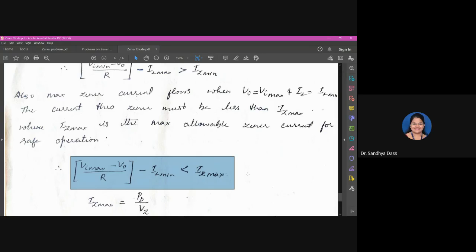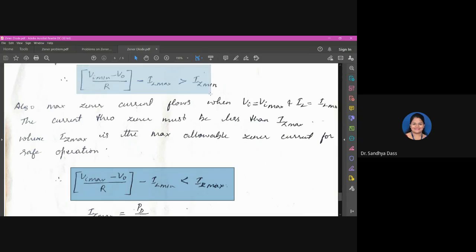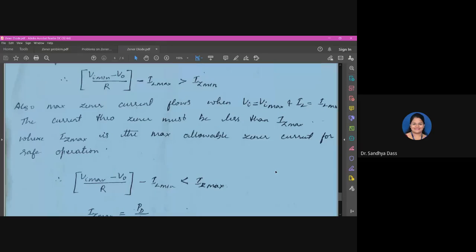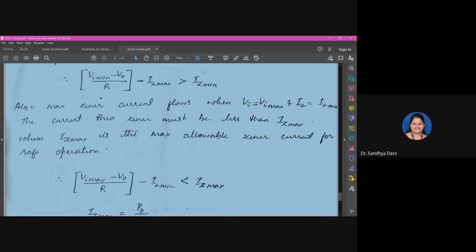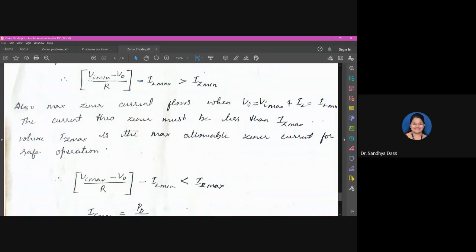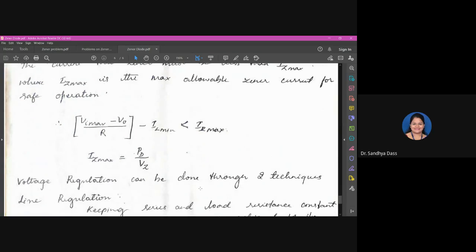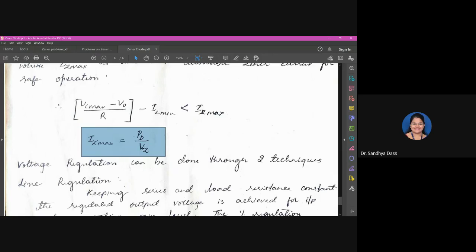In other words, to use the Zener diode as a voltage regulator, these two are the conditions which have to be maintained. The Zener diode current should be within the minimum and maximum value, the difference here, according to the input current and the load current. So this condition should be taken care of. And we know that if the maximum Zener current is not given, then we should always go for checking the power dissipation.